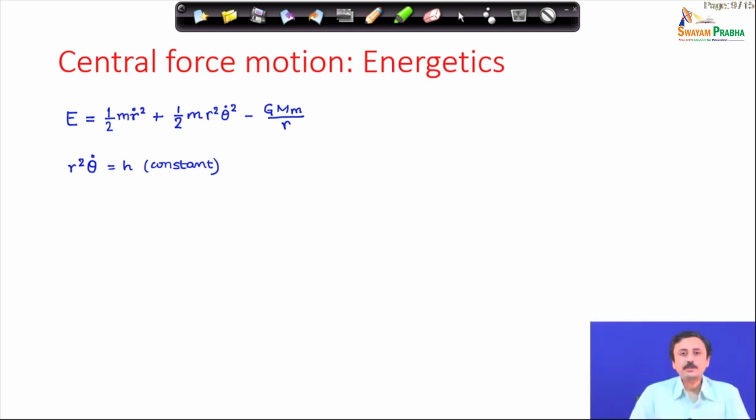Okay, so this is the expression of the total mechanical energy, and you also recall that r squared theta dot, which is angular momentum per unit mass, is also constant in the central force field. What I can do therefore is completely eliminate theta dot from the energy expression, and if I do that, I get that expression of energy: half m r dot squared plus half m h squared by r squared minus G M m by r. h is a constant, angular momentum per unit mass; angular momentum is conserved.